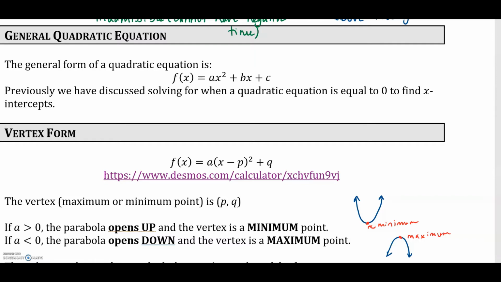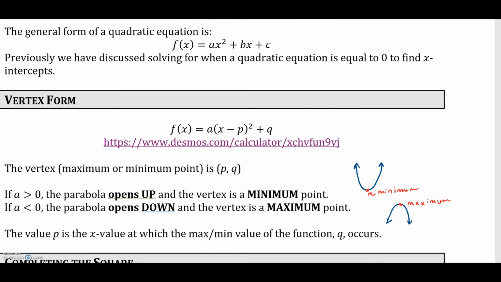That is either the highest or lowest value of y that our function will ever attain. And that value of y would be described within the range of our parabola, the range of the function. The x-coordinate p is the value at which your minimum or maximum occurs, and q is the value of that min or max. I want you to take a look at this link in Desmos to see what happens as we vary the values of p, q, and a.